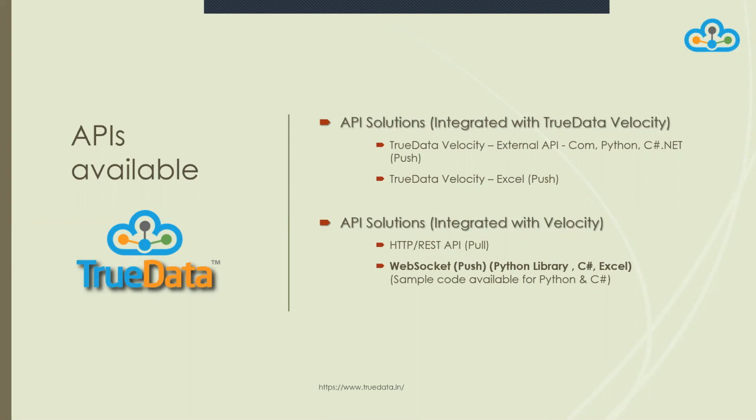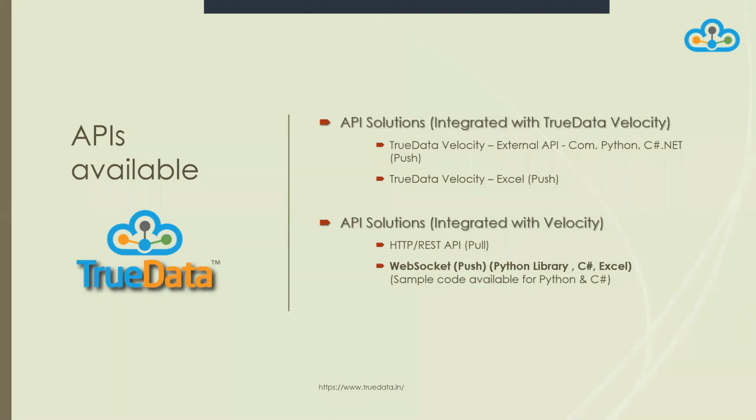Okay. Now coming to the APIs which are available, like I said, we have APIs integrated with TrueData Velocity itself. For those who have used it, it's called an external API. You can use it with Python or C#.NET. It is push based. And then Velocity also sends data to Excel, so there also it is push based. But Velocity's external API is meant for smaller loads and not for much higher loads, which can be handled by these other APIs, which are integrated without Velocity.